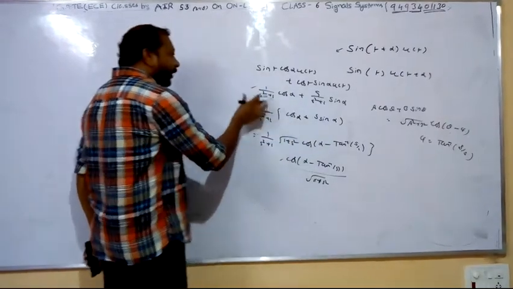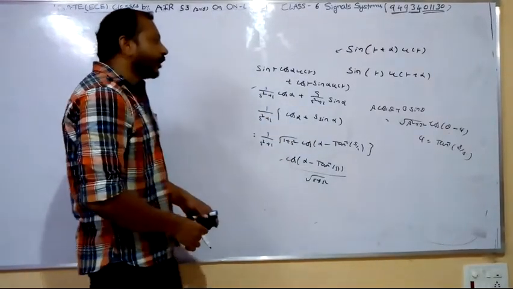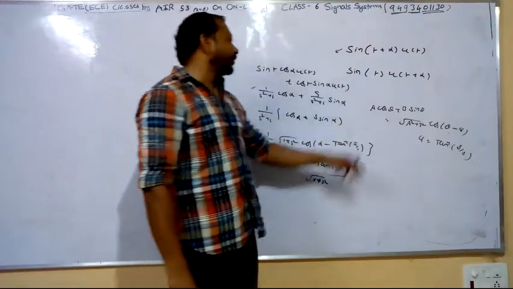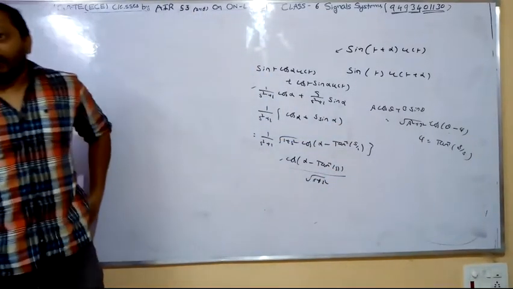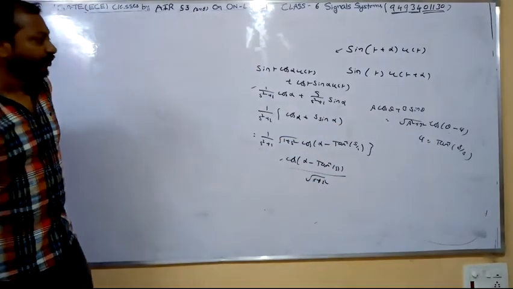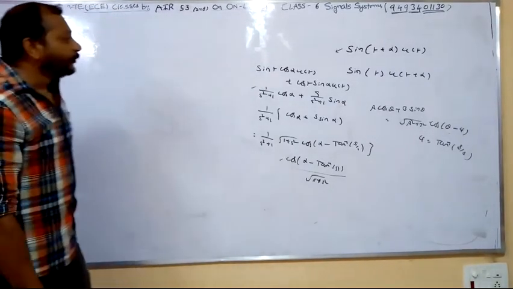Options may be available in this form or in this form. If it is not available in this form, don't be confused, try to convert this one. This is also very important. Already we have given this in the starting basic requirement of mathematics for the single root systems.